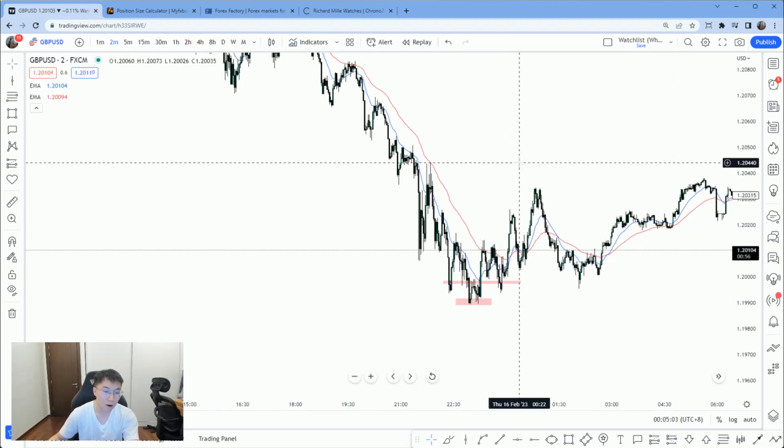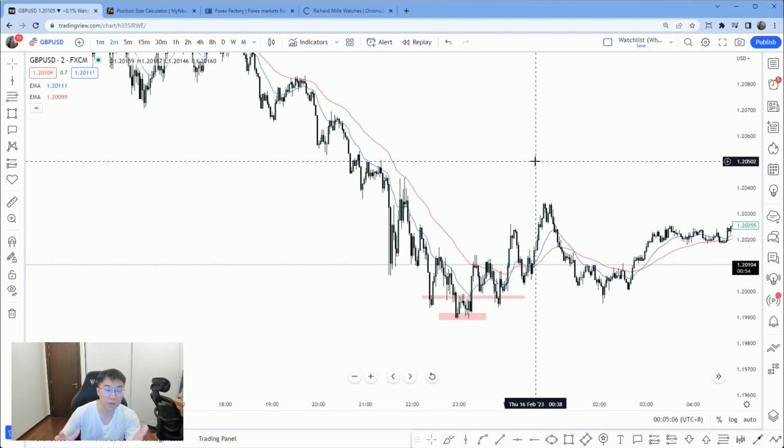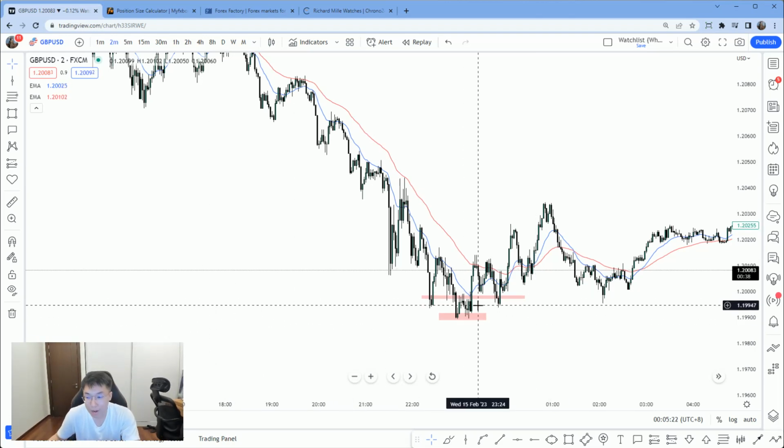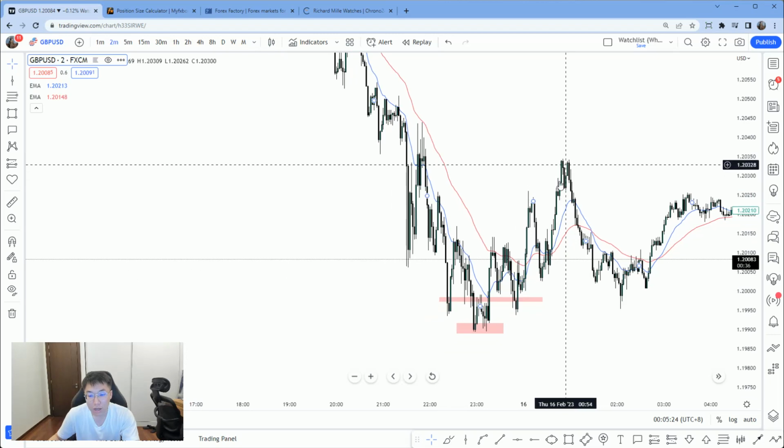Can you see how my analysis is quite complicated sometimes? It's not complicated, but I like to be extremely detailed when it comes to price action reading. I like to know the entire story from the weekly, daily, 4 hour, 1 hour, 15 minute, 2 minute before I pull the trigger on any trade. So price came back to this 119.95 zone.